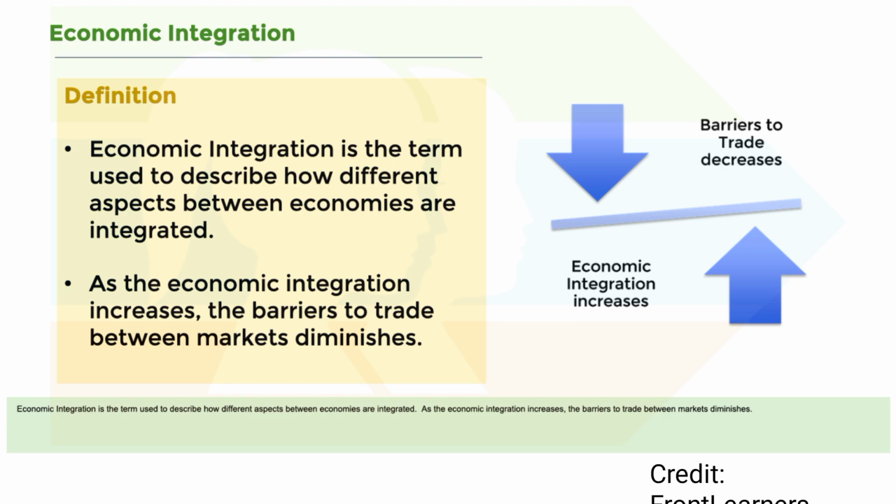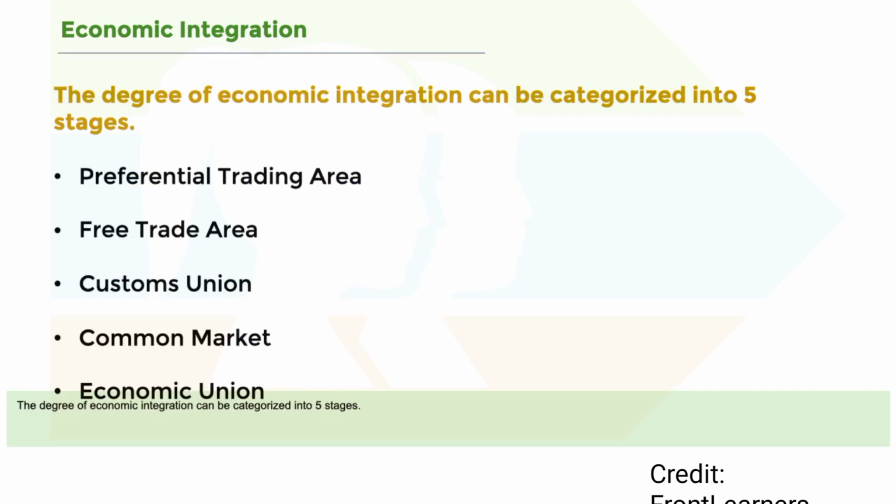Economic integration is the term used to describe how different aspects between economies are integrated. As economic integration increases, the barriers to trade between markets diminish. The degree of economic integration can be categorized into five stages. We have preferential trading area, free trade area, customs union, common market, and economic union.